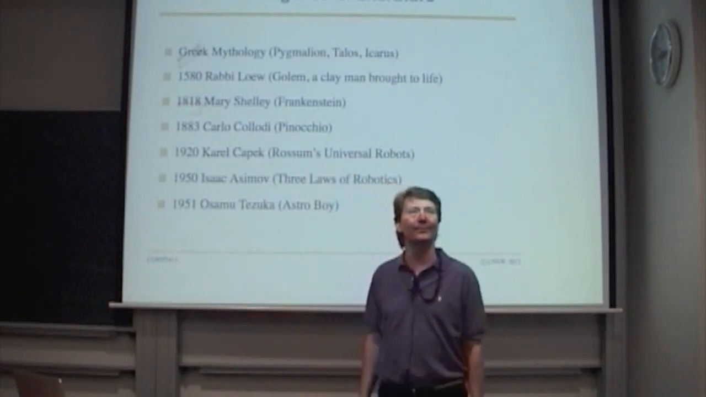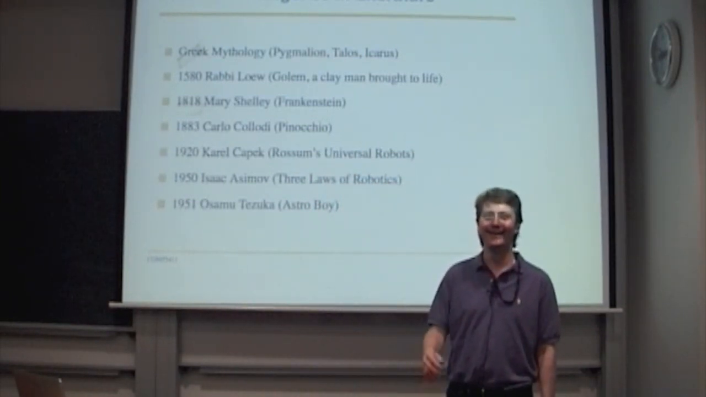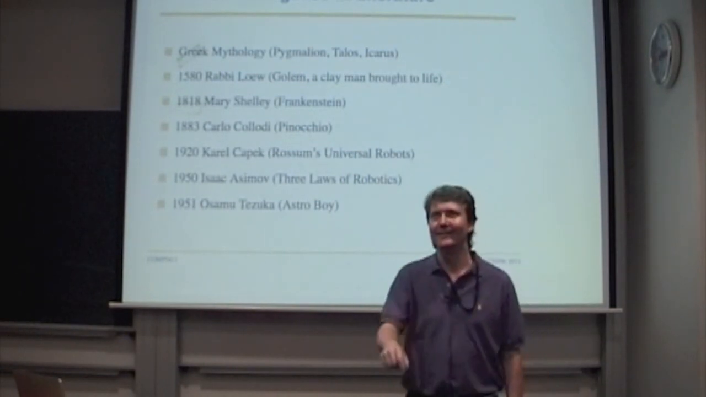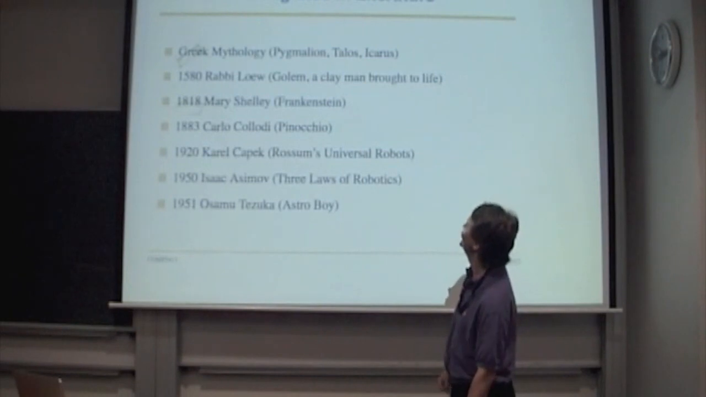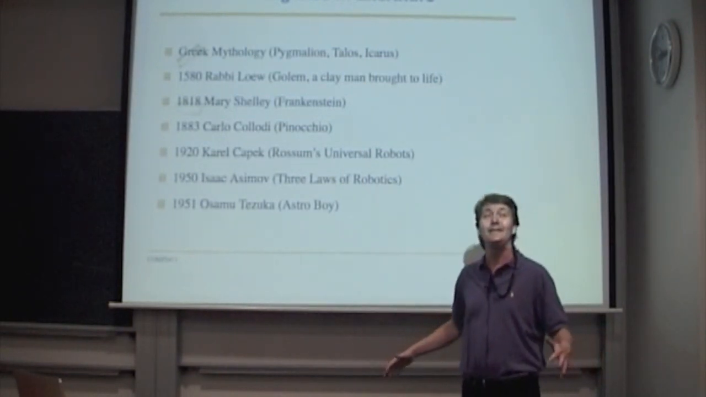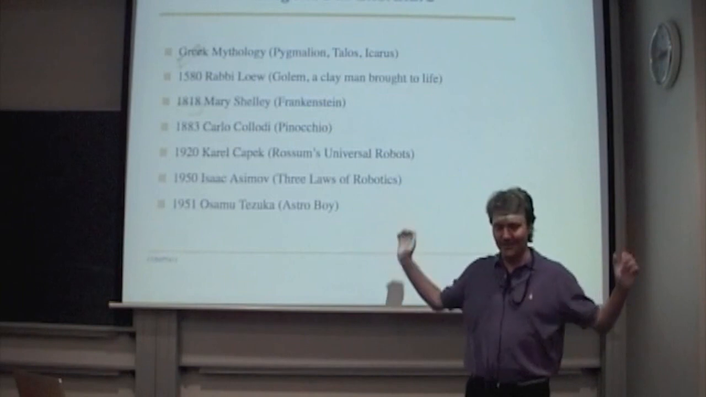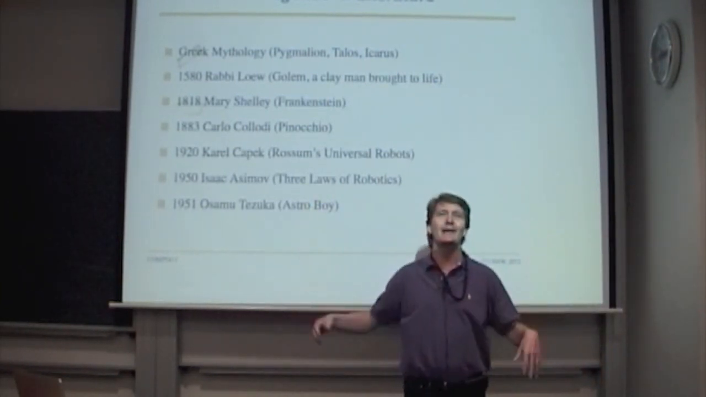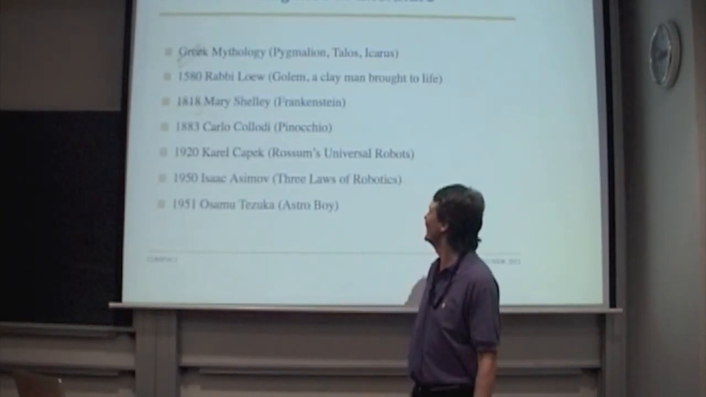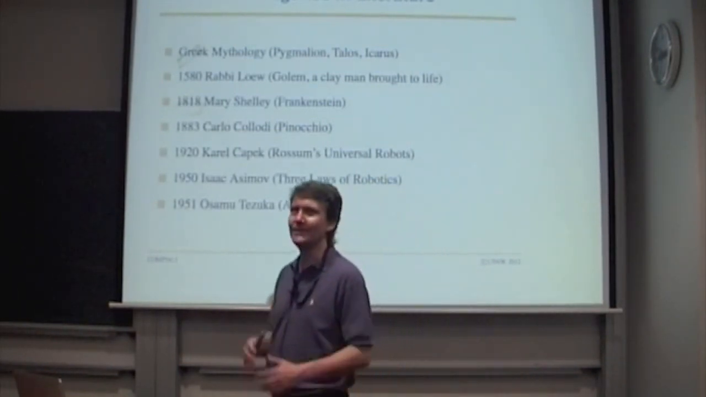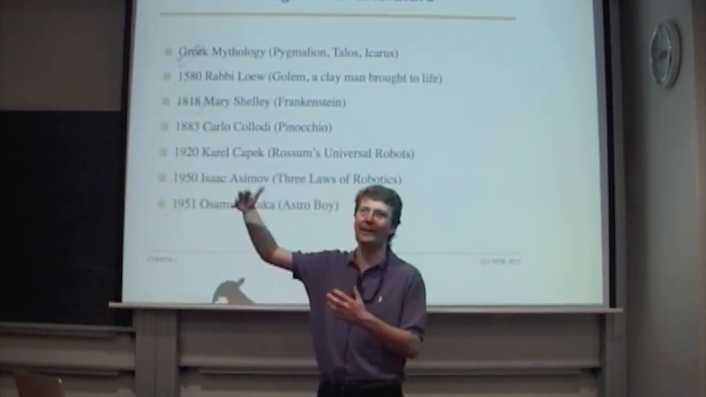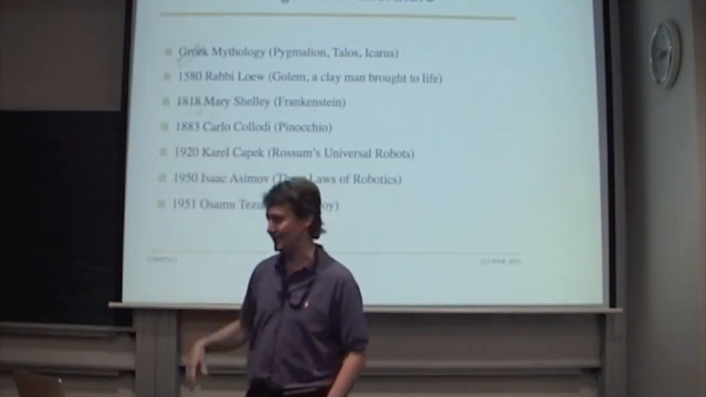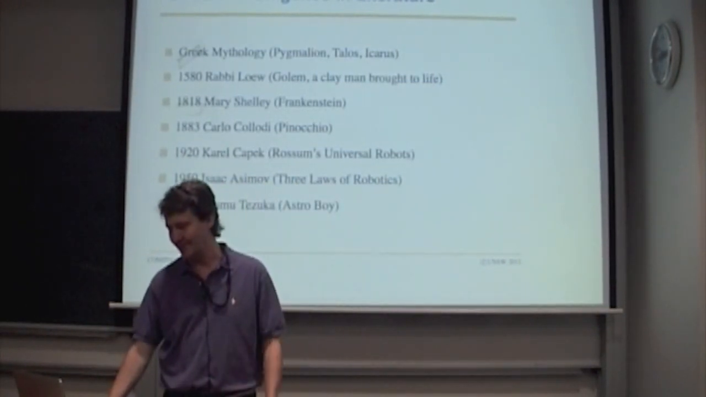Icarus, does anyone know who Icarus was? He flew too close to the sun. That's right, exactly. He wanted to fly, and Daedalus made a set of wings for him, but he flew too close to the sun and the wax melted and his wings fell off and he died. Again, it's this idea of technology being bad, and trying to fly is like trying to get too close to gods in some sense.